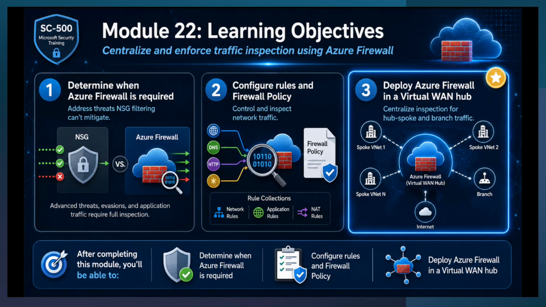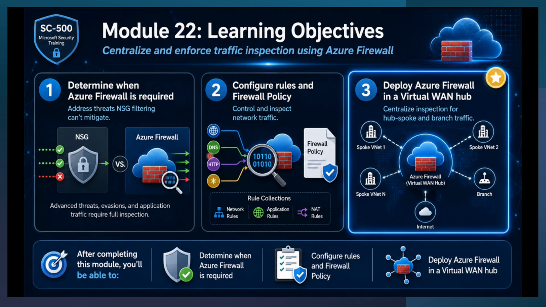In the previous module we talked about NSG, and one important aspect for the certification exams is to understand when you would use NSG rather than Azure Firewall. And again, the whole idea is that firewalls allow you to centralize and enforce traffic rather than using it on a per subnet or NSG basis. Although you can use them combined as well. Another important aspect is the advanced threats, innovations, and application traffic that require full inspection that you cannot do with NSG.